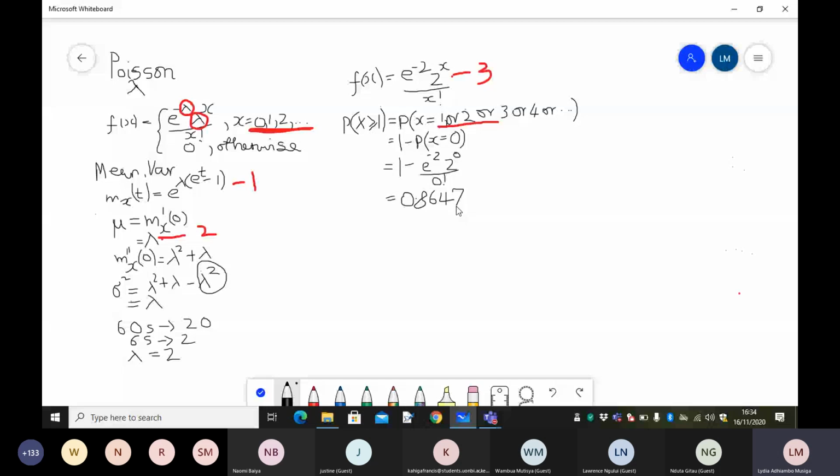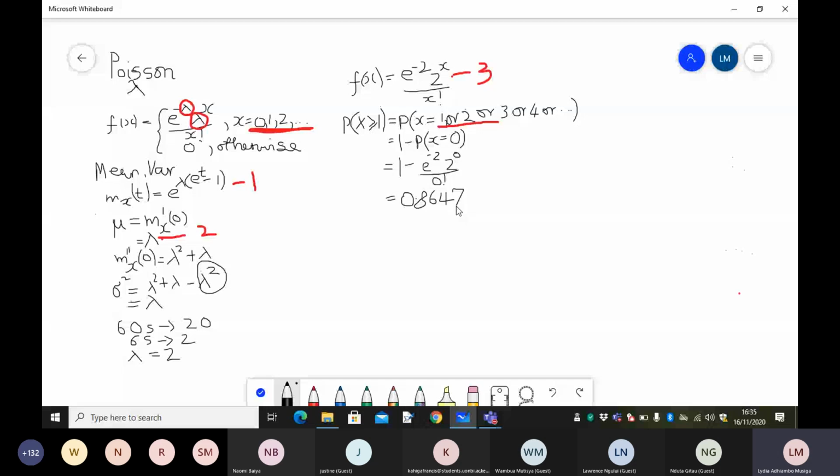So, I have some questions here, which I will send to your class rep for practice on Poisson distribution. Remember, it's always important to determine the rate parameter.